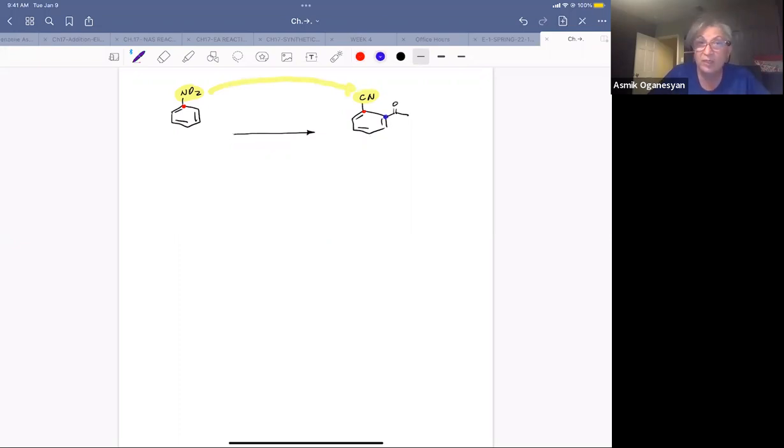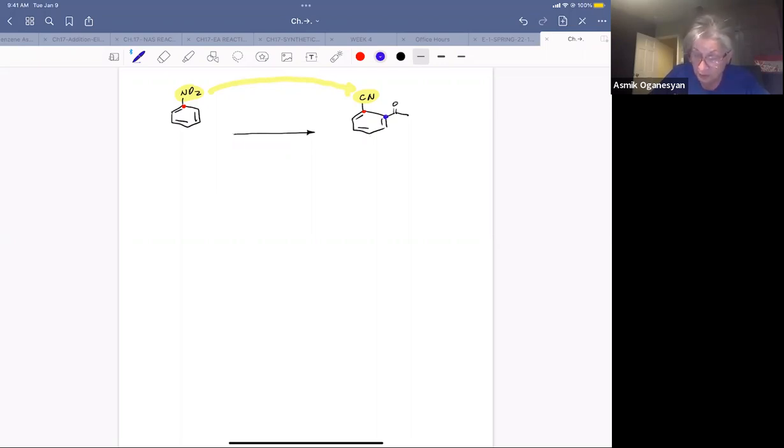Now let's go back to nitro group. My nitro group is electron withdrawing. I'm putting a carbonyl on, so it's definitely an EAS reaction. And with the nitro group on, meta director, deactivator, the substituent is going to go onto meta position. So what do I need to do?